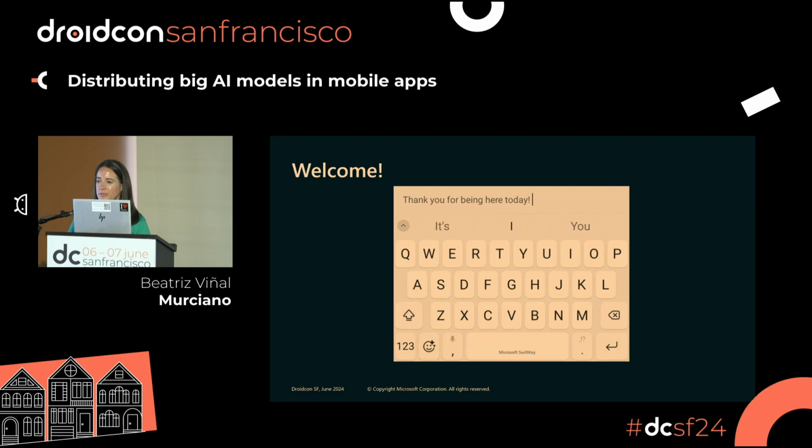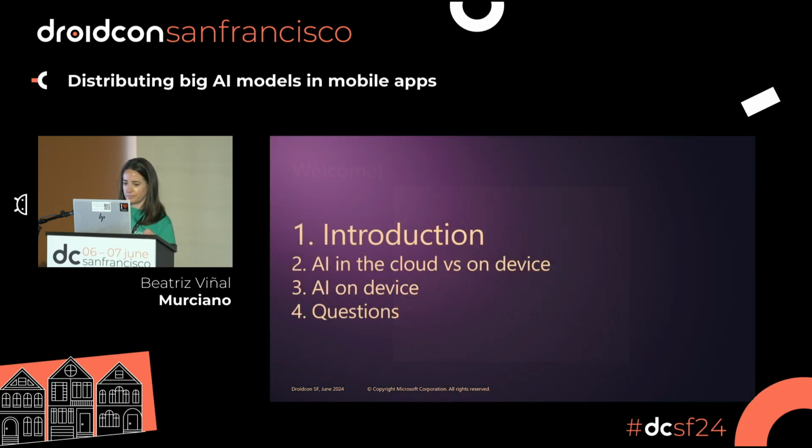And today I'm going to talk about how we use AI models in our app, which you can see here. After a brief introduction about who we are and why this topic is important to us, I'll talk about the main options we have when we're dealing with AI models, basically having them on the cloud or on device, and then I'll go into details of the different options we have when the models are on device, leaving some time at the end for questions.